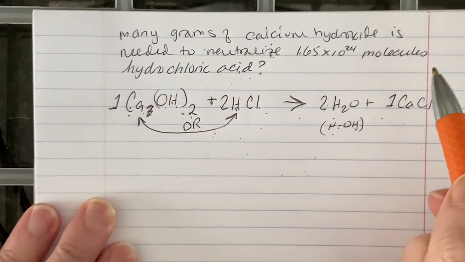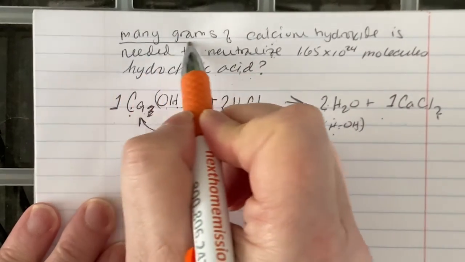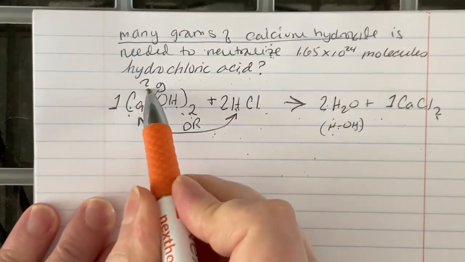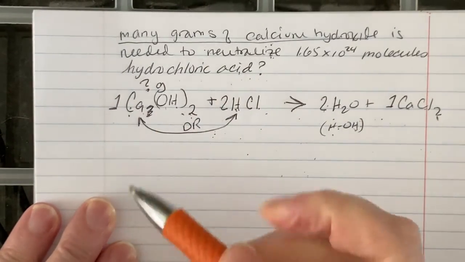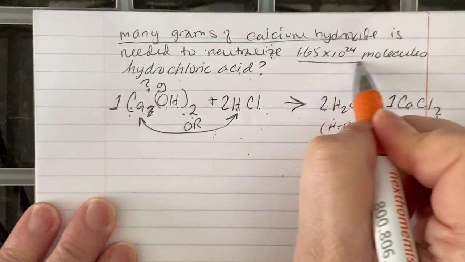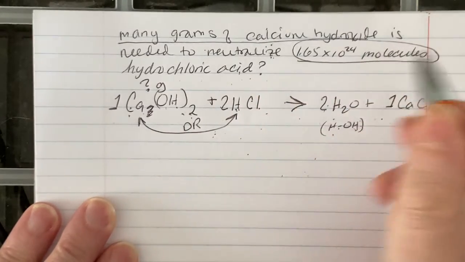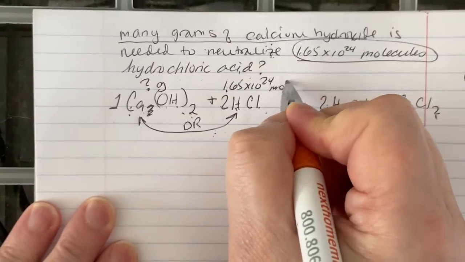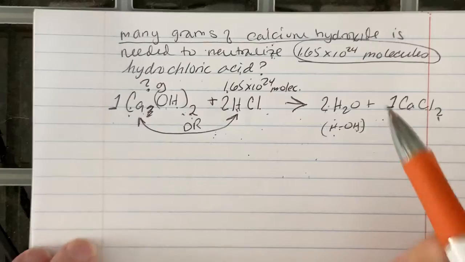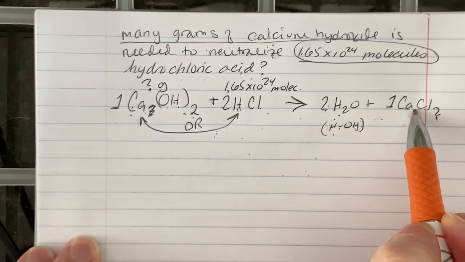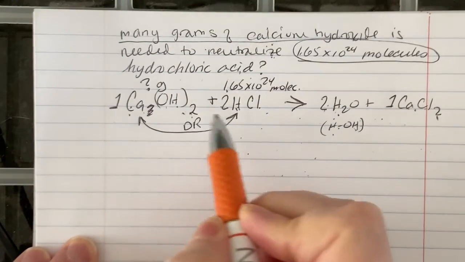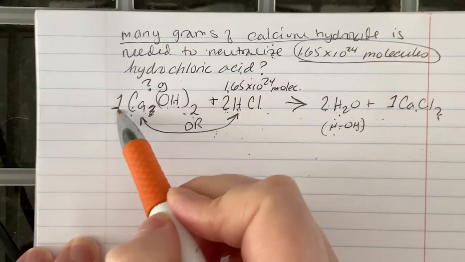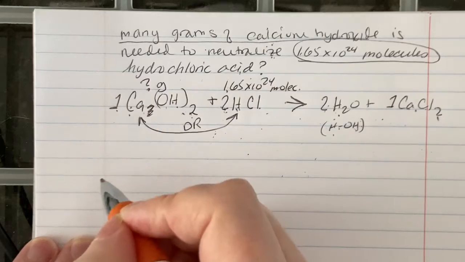Maybe you'll have to read the problem a couple of times to get it. How many grams of calcium hydroxide? That means we're looking for grams of calcium hydroxide, written right above it, needed to neutralize 1.65 times 10 to the 24th molecules of hydrochloric acid. We won't use these in the mole ratio, but if we didn't balance here, we wouldn't have known that there are 2 hydrochloric acids for every 1 calcium hydroxide.